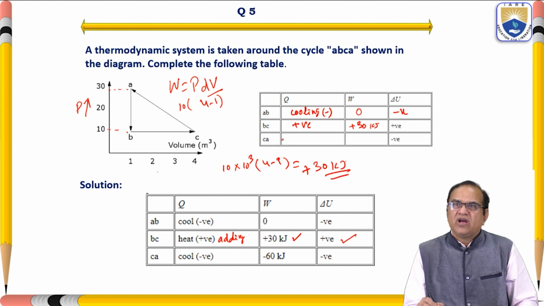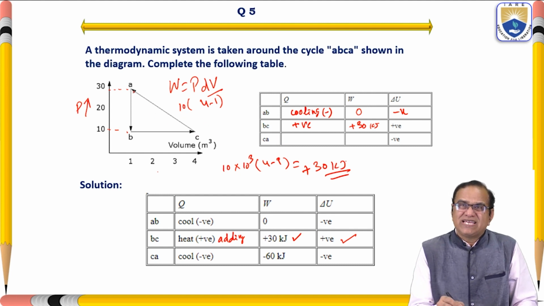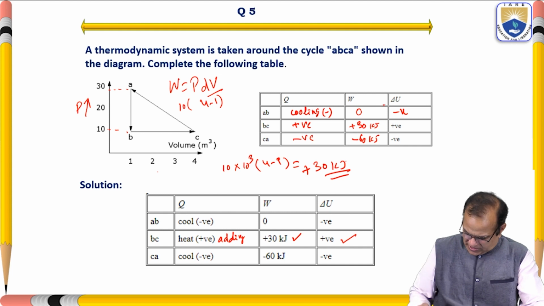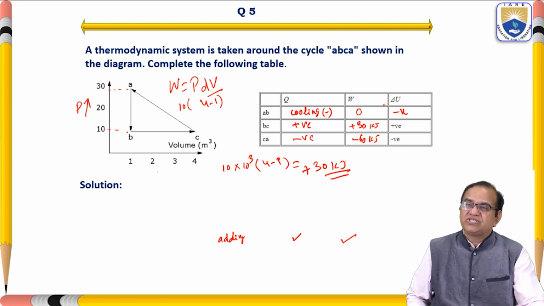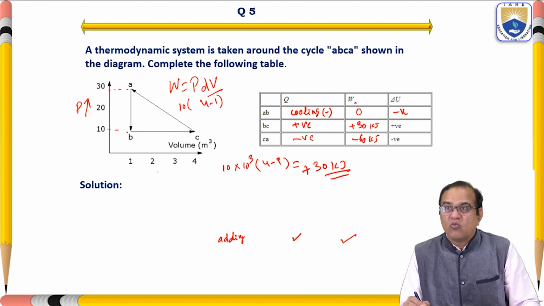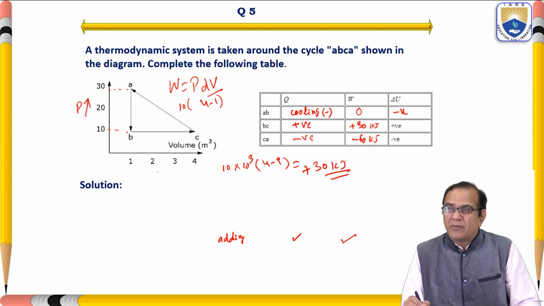So now from C to A it is again negative. Work done is how much? It is the 60, minus 60 kilojoule. So here it is a positive. So in this way, you can find out what type of heat is added, how much work is obtained, and how much internal energy is obtained.